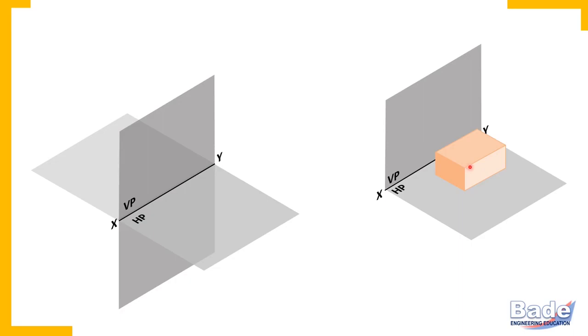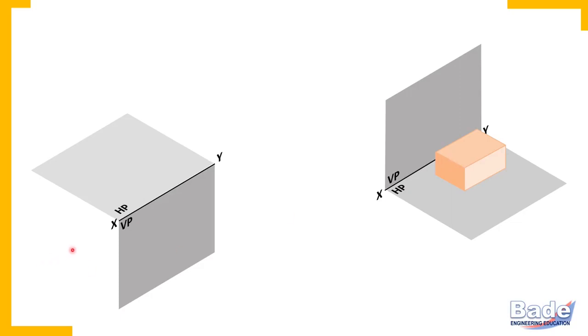For example, the simplest possible 3-dimensional body is considered, a rectangular block. In this case, the rectangular block is placed in such a way that its major surfaces are parallel to VP and parallel to HP. Its top surface, check, it is parallel to HP. Its front surface, check, it is parallel to VP. So this is how an object is placed so that its major surfaces are parallel to reference planes.